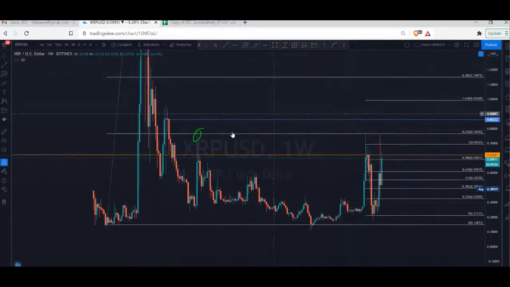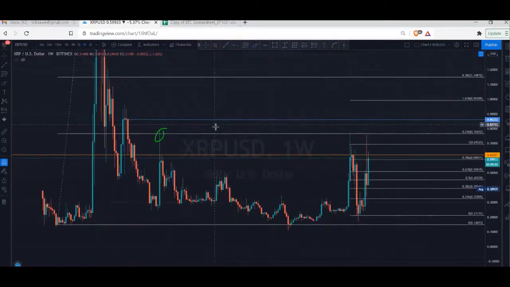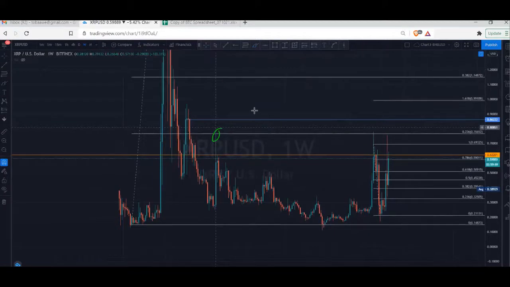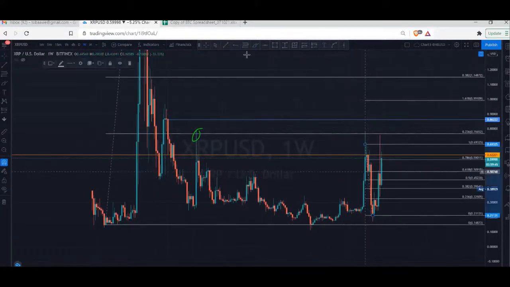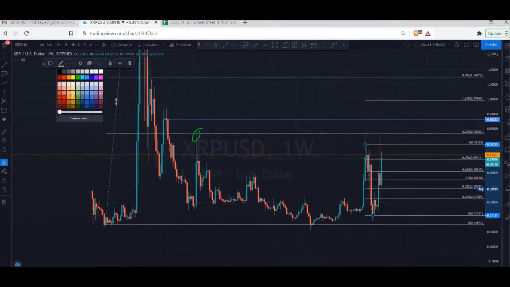We can dive deep into Fibonacci. It's deeper than just this, but this is just the simple way to use it. Now, this is my daily time, daily Fibonacci. I can change the color. Let me change the color to something different.